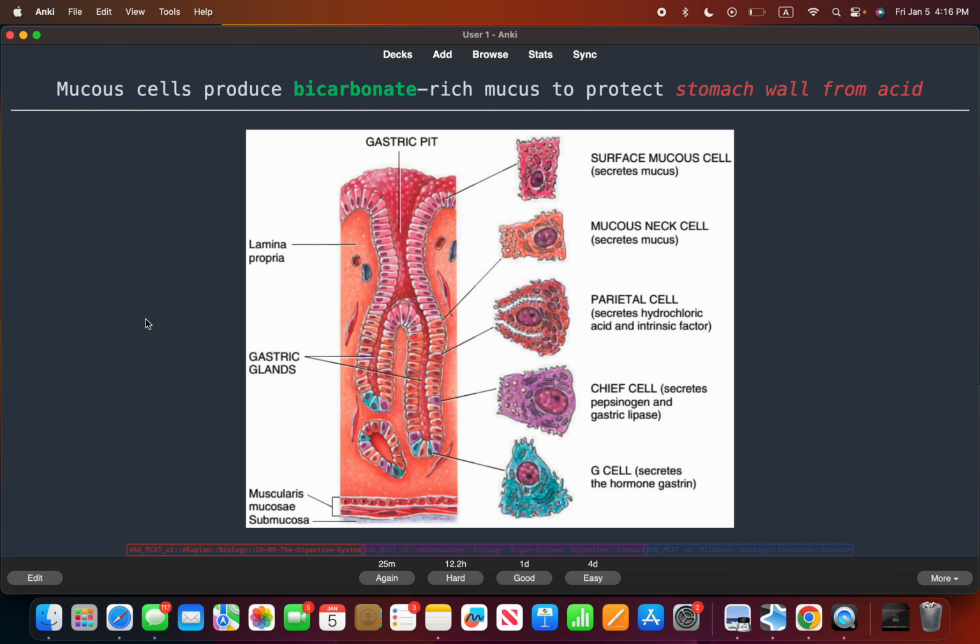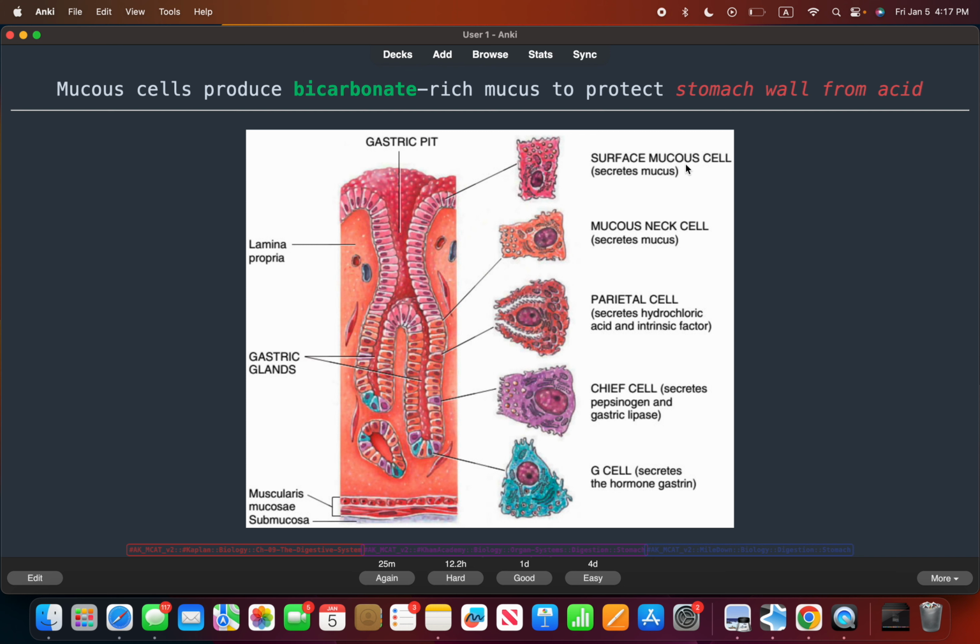We're back with the digestive system, so let's continue. The mucus cells produce bicarbonate-rich mucus to protect the stomach wall from acid. We answered that, so we can go with this. Still, let's go over this here.